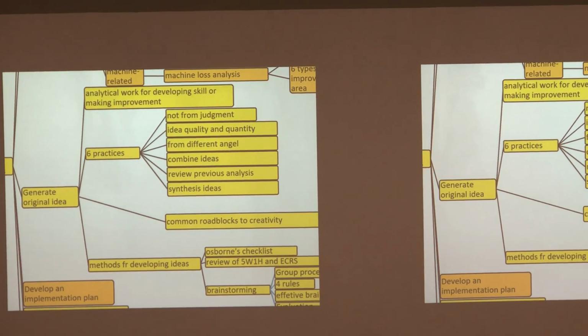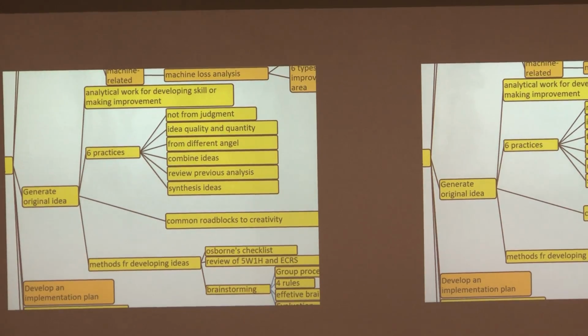Third one, from different angles, we will take the problem, the solution from different ways. And we also combine the idea, review the previous analysis, and synthesize the idea. So these are the 6 practices. You don't need to cover all. Let's say you do your project, how to get the original idea. You may just choose 1 or 2 methods to find the idea. It's okay. All these 6 practices are just theory. You can choose different ways to find the idea.